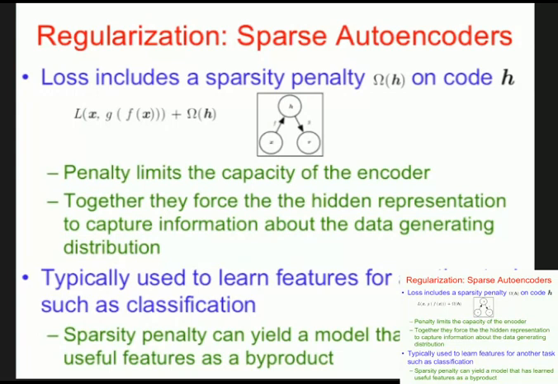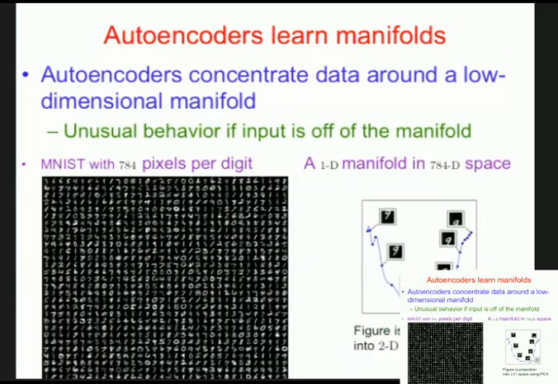Why would you want to be doing autoencoders? They are also useful to perform another task, such as classification. The sparsity penalty can yield a model that has learned useful features as a byproduct, and you can use this for another task. Maybe you don't have lots of data in the classification task, and an autoencoder might be a good way to do that. Anyway, what we're talking about today is titled as research, so there are going to be a number of little issues here that people are working on to learn these things better.